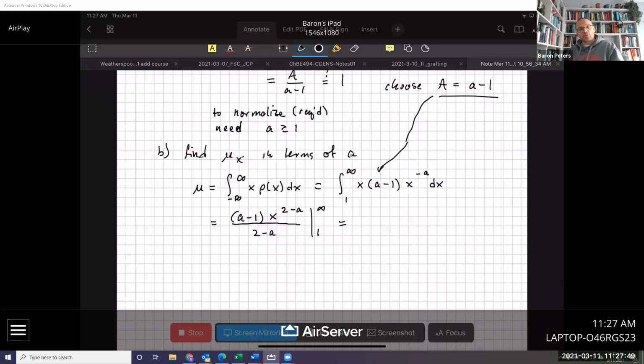So now we have another restriction. We find that to compute the mean, a has to be larger than 2, okay? So we'll go ahead and write down the result. So it's a minus 1 over a minus 2, and that's my expression for the mean. But to write this down, I had to require that a was greater than 2, okay?